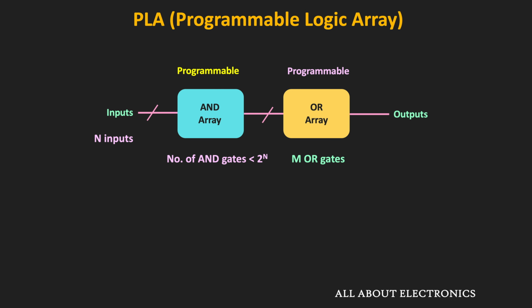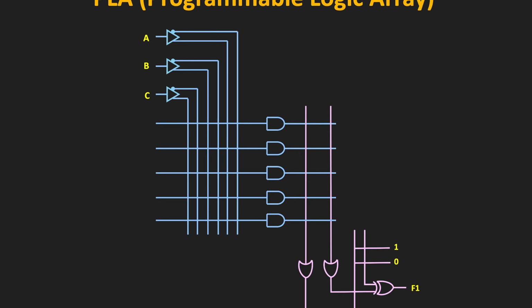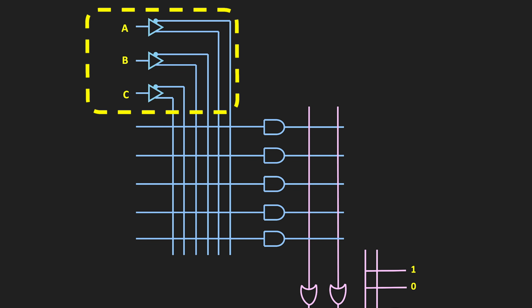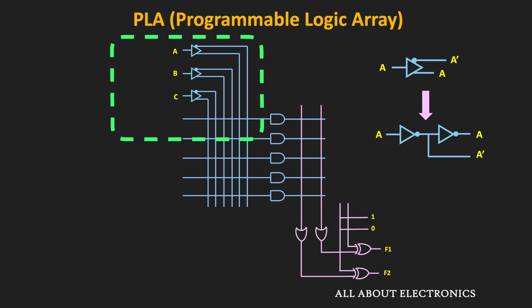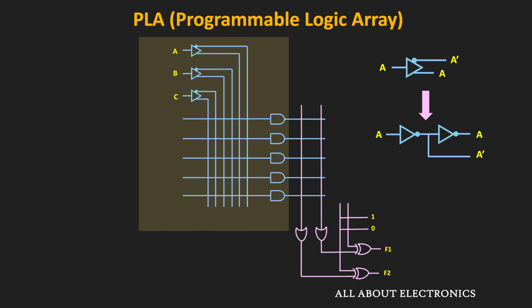So this is one example of the PLA. As you can see, this PLA consists of 3 inputs, and these 3 inputs are given through buffers. These buffers generate the true output as well as the complemented output. Internally, if you see each buffer, it consists of a total of 2 inverters. One will generate the complemented output and the second one will generate the true output. So through these 3 buffers, a total of 6 inputs are generated, and these 6 inputs will go to each AND gate. That means here, each AND gate will have a total of 6 inputs.